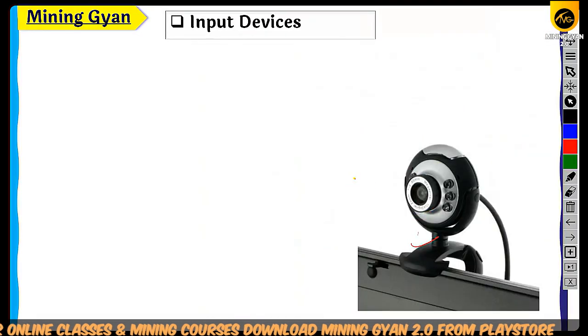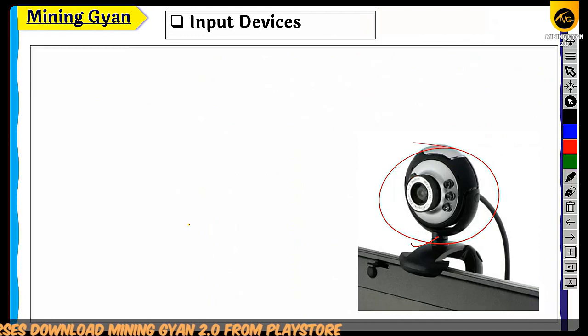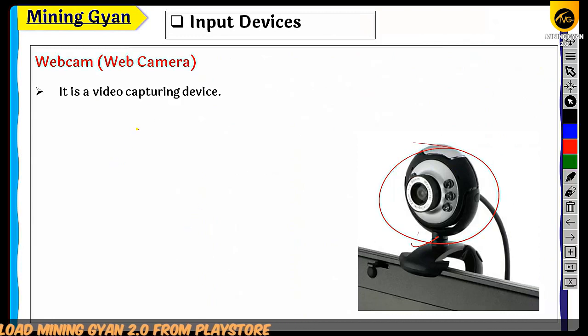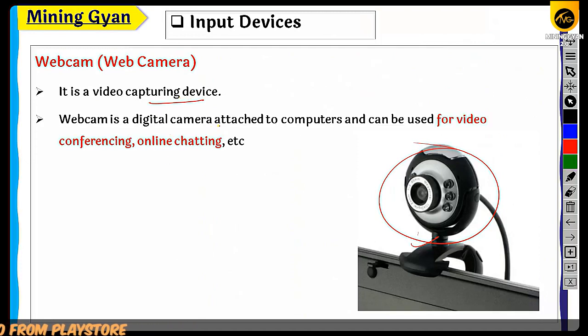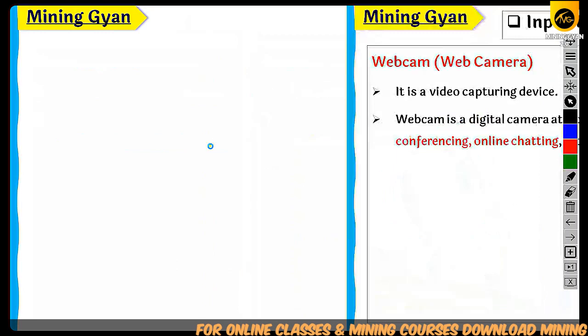Now the next one is the webcam, also called a web camera. It is a video capturing device. A webcam is a digital camera attached to the computer and can be used for video conferencing, online chatting, etc. So this is also an input device which gives digital video to the computer as input.